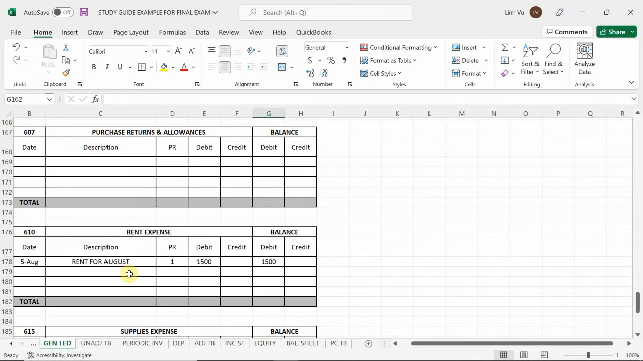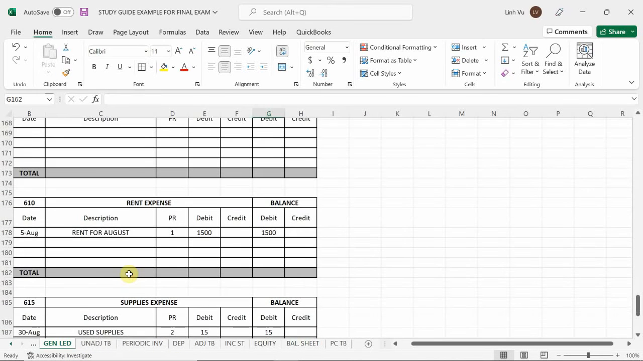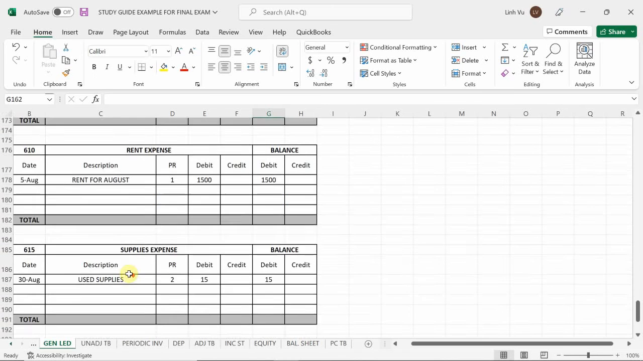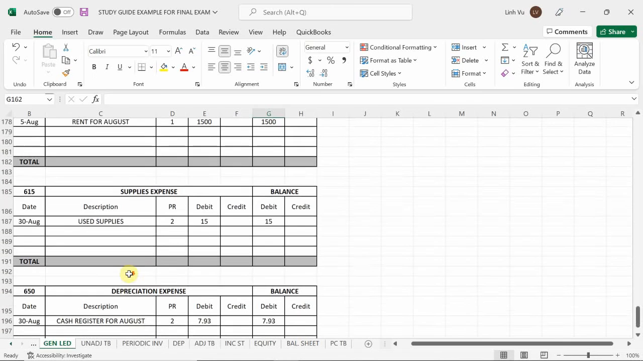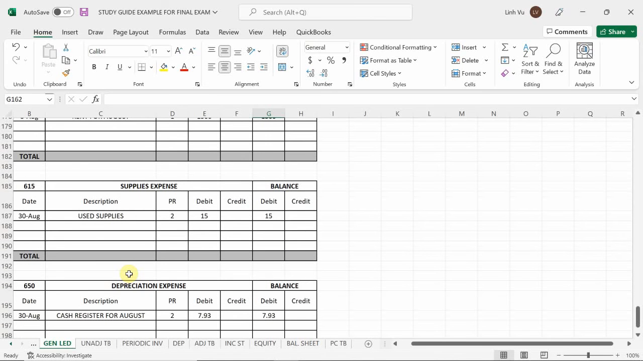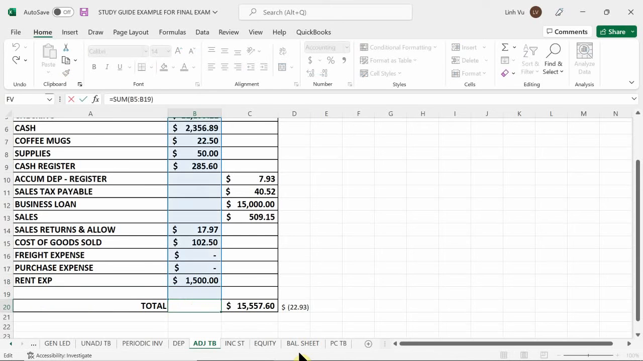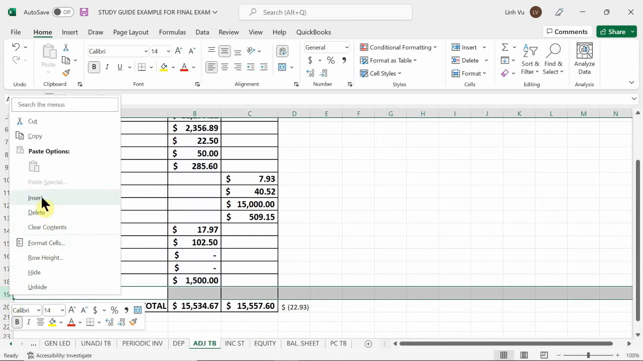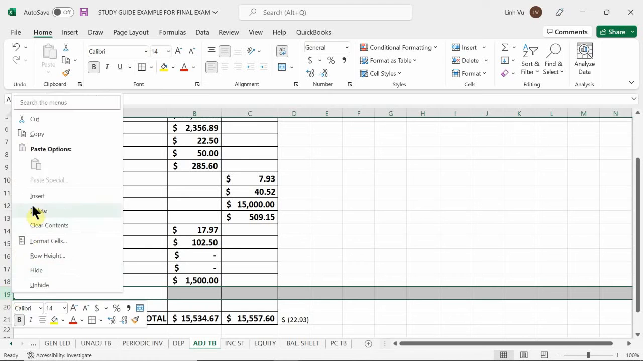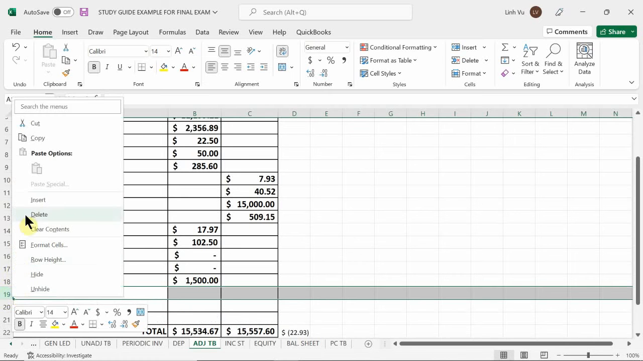No purchase returns and allowances. Rent expense, still the same. Now I have office supplies expense for $15. Okay, so I'm going to add that in here. Let me see, is this part of my formula? Yes, it is. Awesome. So I'm going to insert 3 boxes in here.